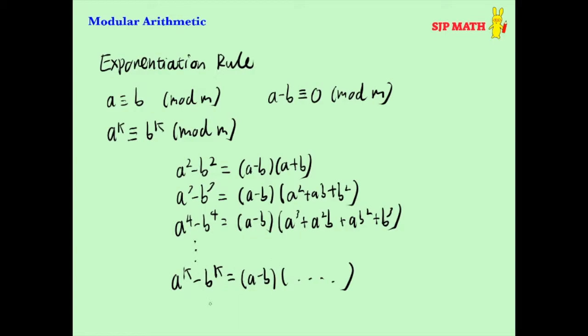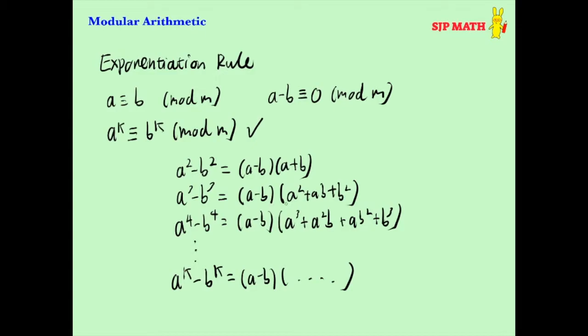And this entire thing is equal to this. So this, a to the k minus b to the k, is a multiple of m. And we know that if a value minus another value is a multiple of m, then those two values are congruent to each other modulo m. So a to the k is congruent to b to the k modulo m. So we just proved the exponentiation rule.